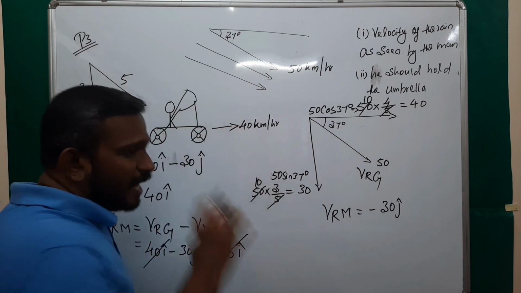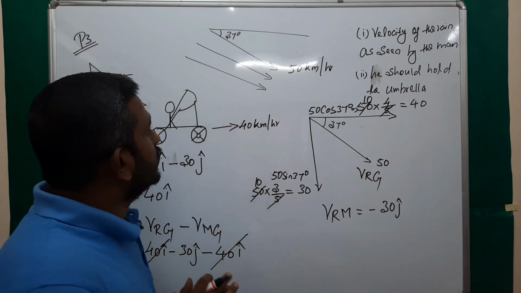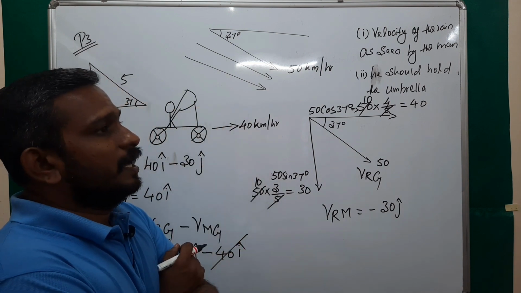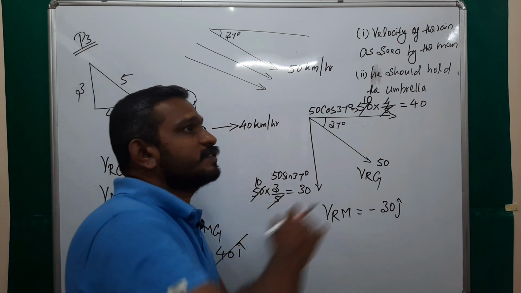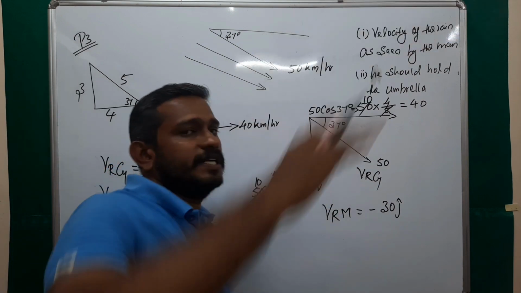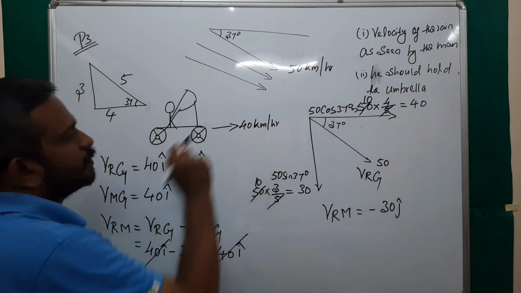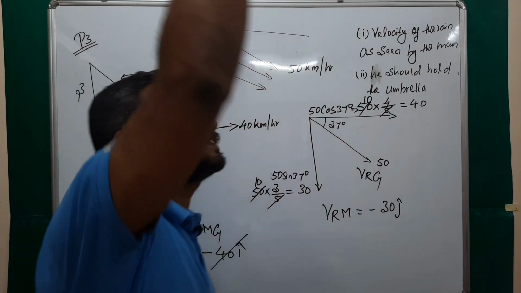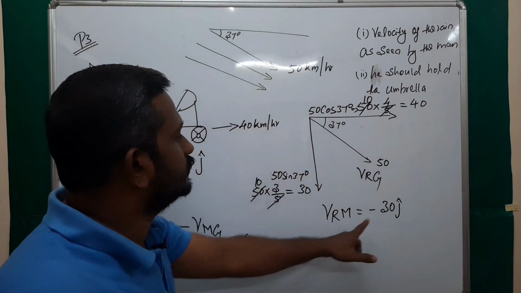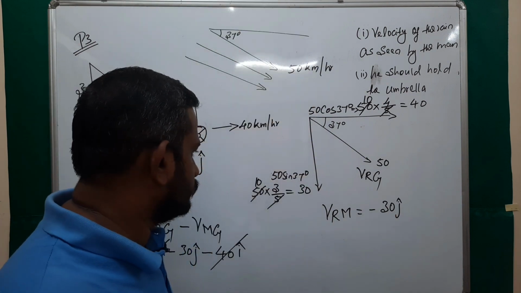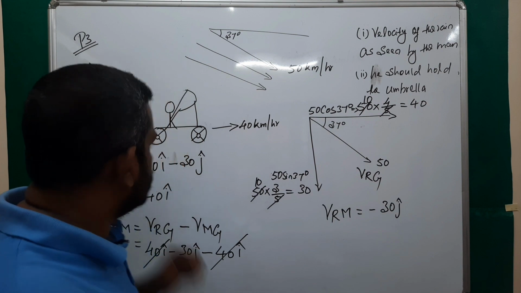Actually that is the man in the ground. So what is the feeling? That is very, very important. The man on the ground feels that the rain is falling at a certain angle, 37 degrees. But the man moving in the cycle with a speed of 40 km per hour feels that the rain is coming vertically downwards, minus 30 j cap.